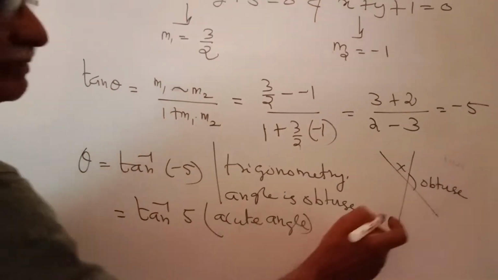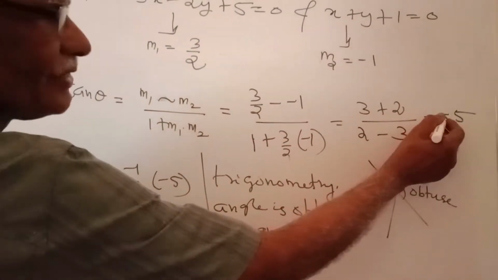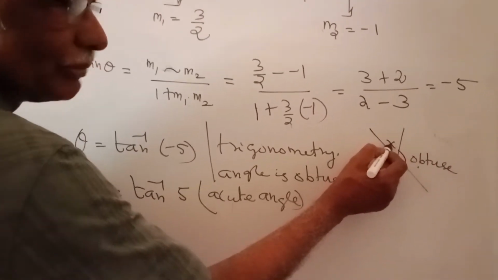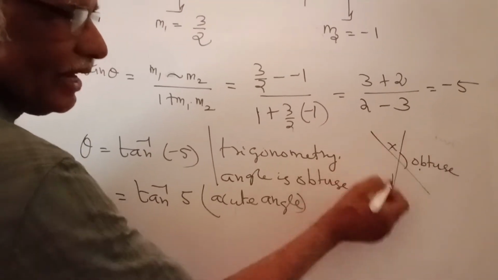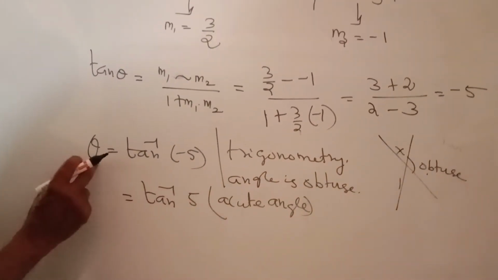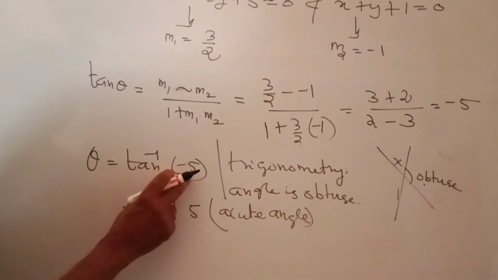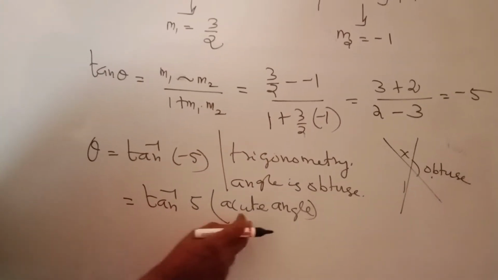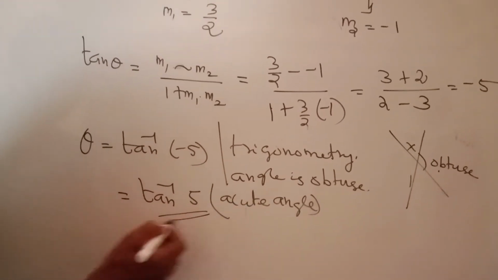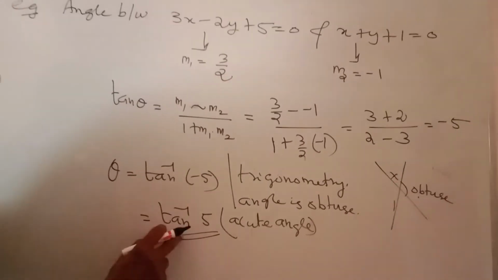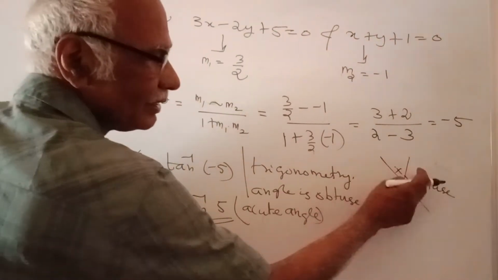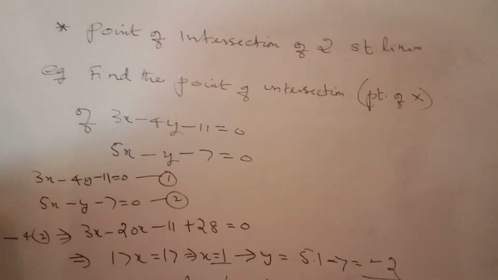Now we observe tan theta is negative, means the angle is obtuse. But you know, this is also possible. This is also an angle between the lines. So whenever you get theta as tan inverse of minus 5, we go to tan inverse of 5, the acute angle, for the answer. Both are correct. Tan inverse 5 or tan inverse minus 5 are the two angles there.